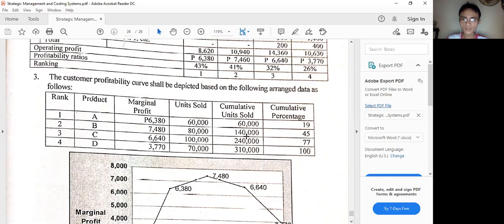60,000, that's done. 140,000, okay, total from 60 and 80,000 divided by 310,000, that's 45%. Let's check, okay. Then 140 plus 100 is 240. 240 divided by 310, that's 77%. And so that the total is, of course, 310,000, and that's 100%.